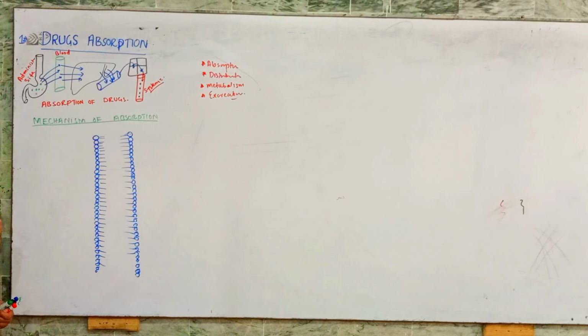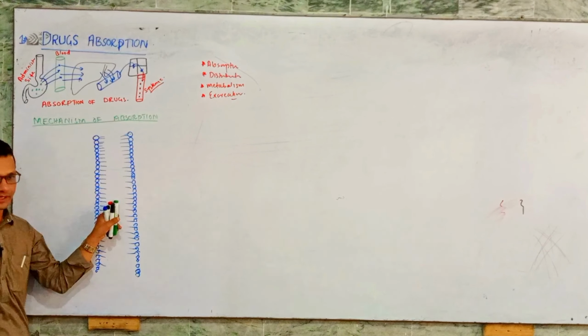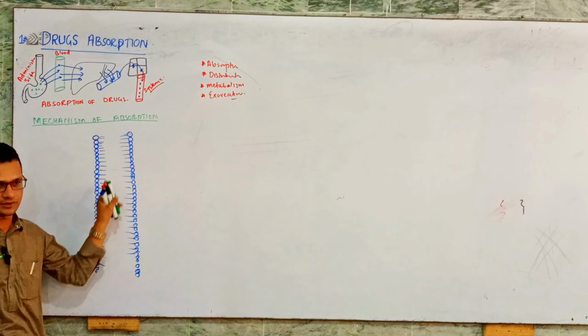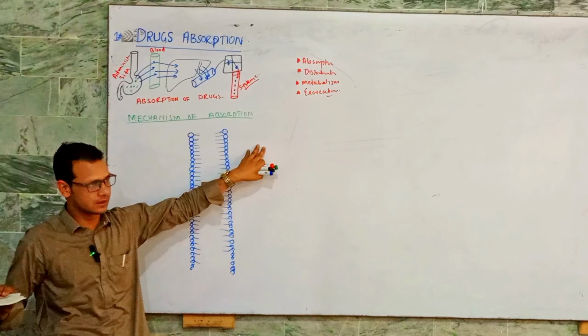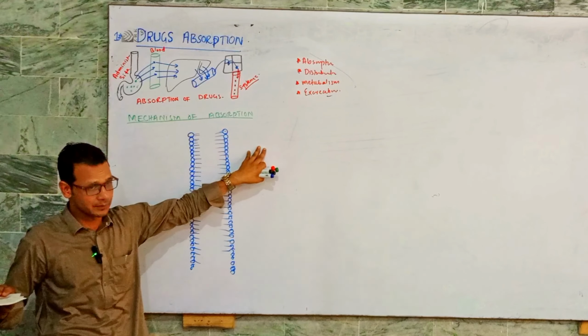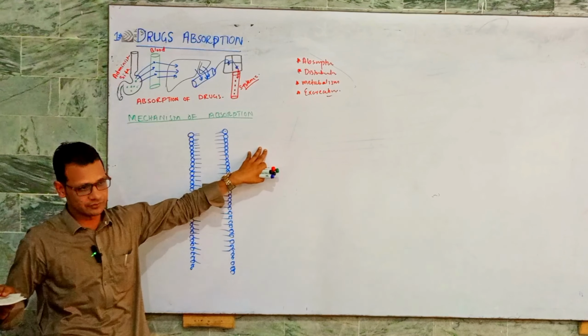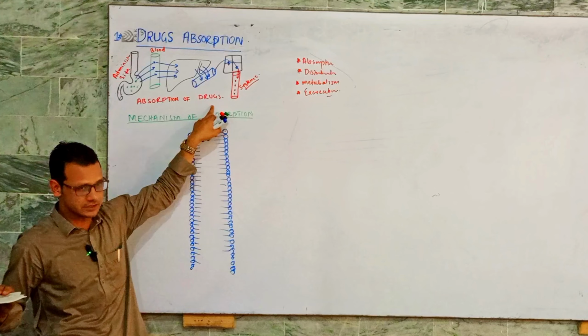So this is the cell membrane. Any cell membrane, it may be from the blood capillary wall, it may be from a hepatocyte, right? We will discuss distribution, and we will see that capillary permeability also influences absorption and distribution.